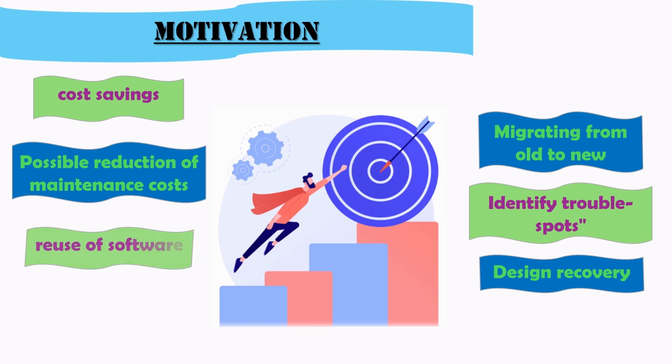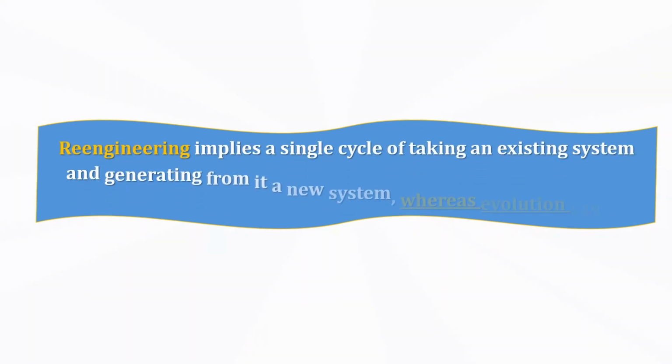Finally, software reuse is a major advantage. Existing systems often contain useful and tested components that can be reused in new applications. Instead of writing everything again, these components can be extracted and reused efficiently, saving time and effort. Together, these motivations show why software engineering is essential for managing and improving complex, real-world systems.